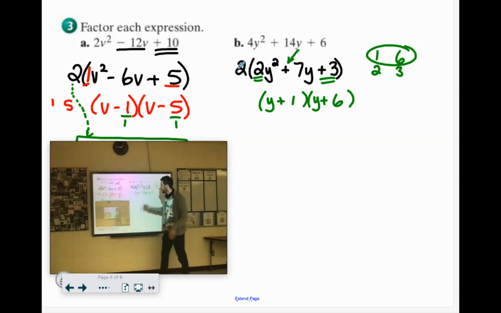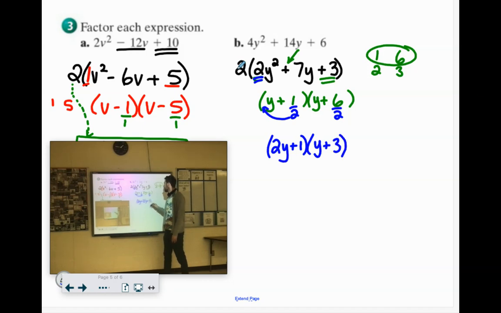Remember, we try to divide them by a, the 2. Now, 1/2, you can't simplify that at all, so the 2 just comes to the front. It comes 2y plus 1. Over here, we have 6 divided by 2, and 6 divided by 2 is just 3. Y plus 3. That's a pretty good answer, but it's not perfect.